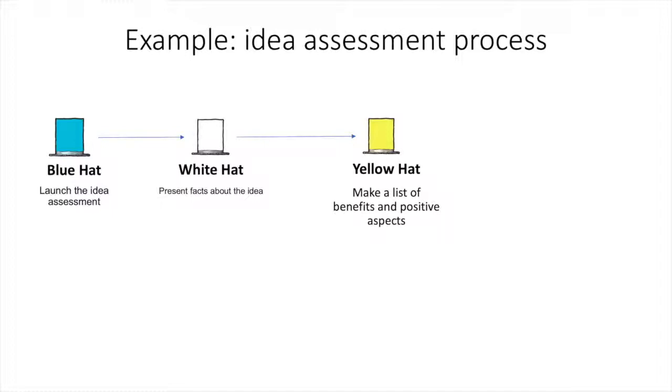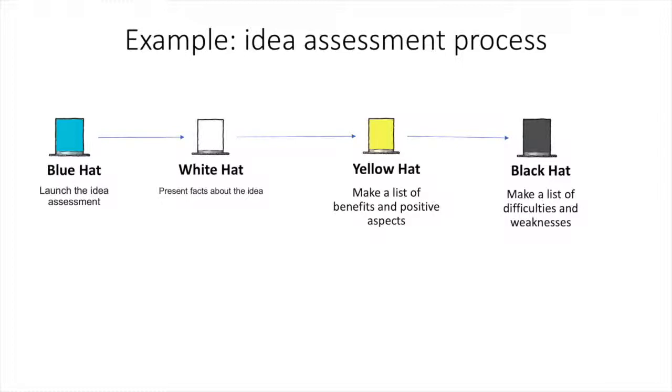We start with a blue hat that we use to launch the idea assessment. The sequence starts then having a white hat where we present facts and information about the idea that is about to be assessed. After the white hat, we have a yellow hat session. Here we make a list of all the benefits and positive aspects of this idea. When we finish with this list, we go over to black hat thinking to make another list of difficulties and weaknesses that this idea has.